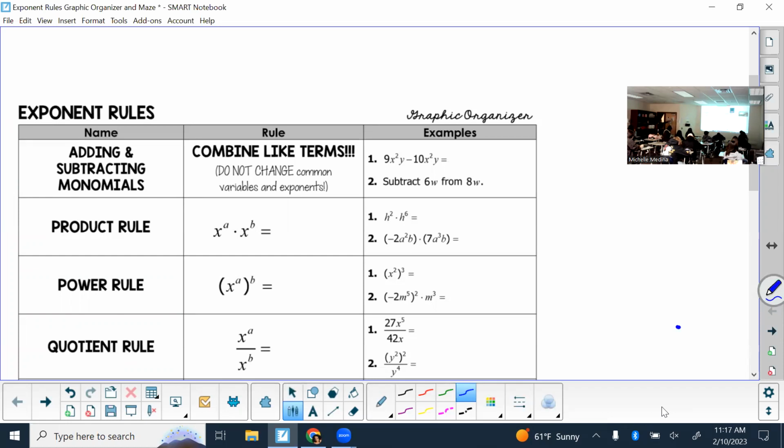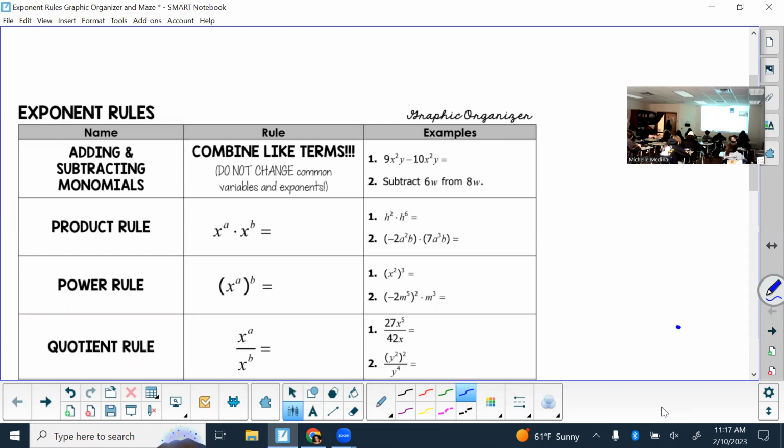So the first rule is adding and subtracting monomials. It's already filled in for you. The rule is combine like terms. Like 2x plus 3x, you get 5x. In those situations, you don't change the common variables and exponent. You're really just combining the coefficients, the numbers in front. On the ones that I checked, I didn't see these filled out. So you're supposed to do that too.